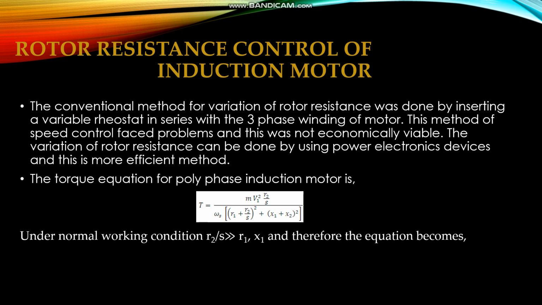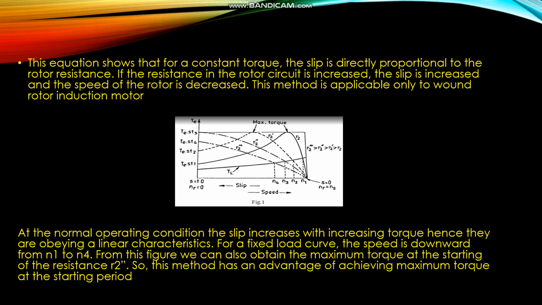The torque equation of a polyphase induction motor is given. Under normal working conditions, R2/S is much greater than R1 and X1. Therefore, the equation becomes S = T/KT × R2. This equation shows that for constant torque, the slip is directly proportional to the rotor resistance. If the resistance in the rotor circuit is increased, the slip is increased and the speed of the rotor is decreased. This method is applicable only to the wound rotor induction motor.